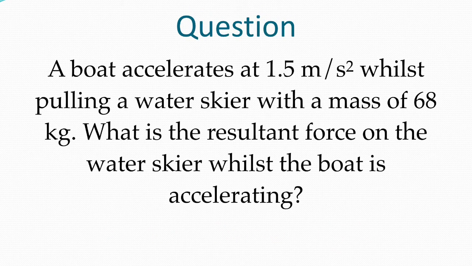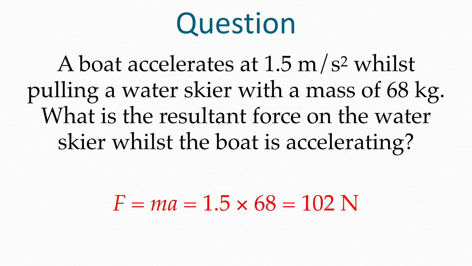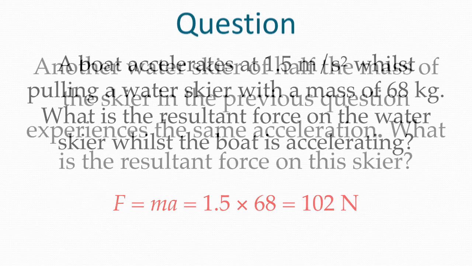A boat accelerates at 1.5 meters per second squared whilst pulling a water skier with a mass of 68 kilograms. What is the resultant force on the skier while the boat is accelerating? Pause the video now while you work out the answer. Again, the force is just the mass times the acceleration, so 1.5 times 68, giving an answer of 102 newtons.